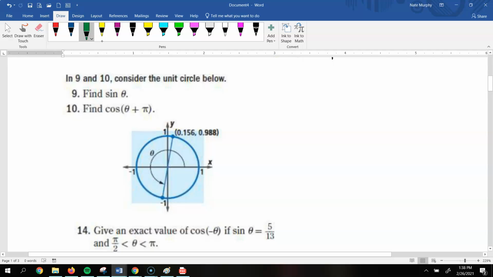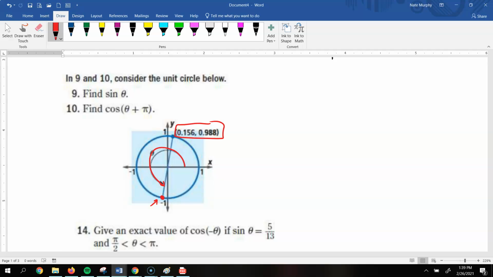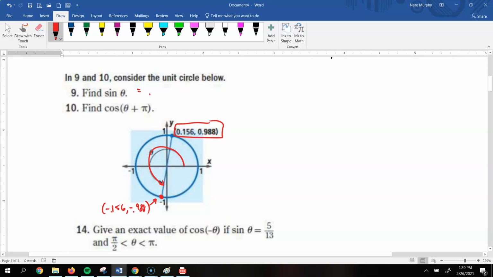All right, number 9. It says consider the unit circle below. We're going to find the sine of theta. So theta is referring to this rotation. Where would that point be after? So the sine of theta would be the y value for this coordinate right here. And we're given this information. Well, if that's our coordinate there in quadrant 1, down here, this would be the coordinate negative 0.156 and negative 0.988. So the sine of theta would be negative 0.988 because it would be the y value at that coordinate. So that's theta. So theta is right here.